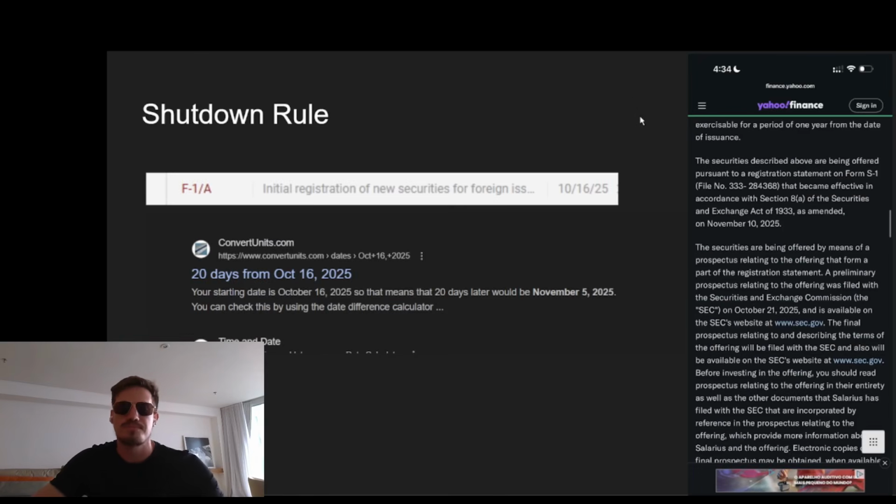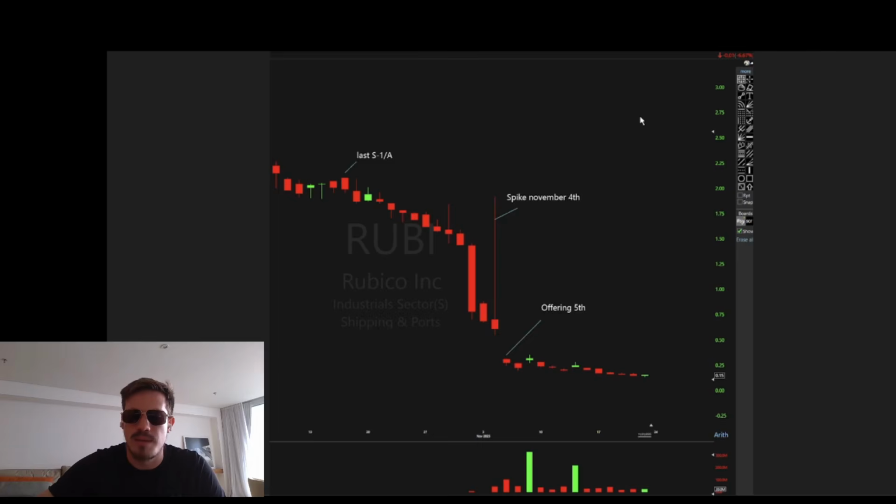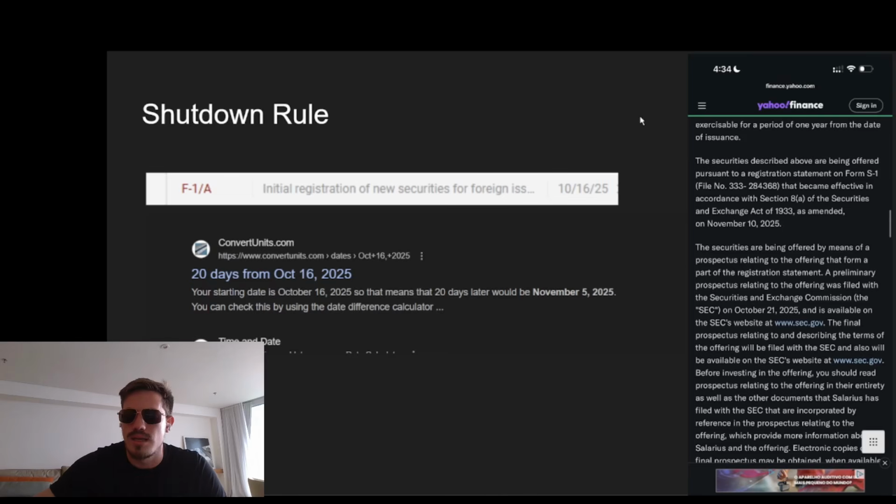Another cool example. This is on Ruby. So here's where I learned as well. So thinking that none of these could raise because none of them could get effective. And then what ended up happening is Ruby ended up doing a raise. And if you read it, it became effective in accordance with section 8A, blah, blah, blah. You can see it on the Cornell website. You can read it.